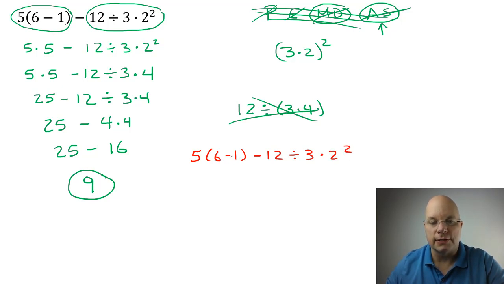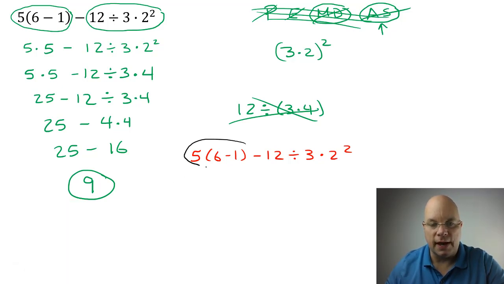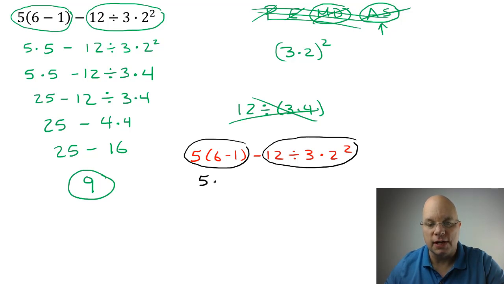Another nice thing about understanding terms is, if I understand that I have a mini expression here and a mini expression here, I can work on both of those at the same time. I can just say 5 multiplied by 5 minus 12 divided by 3 times 4.